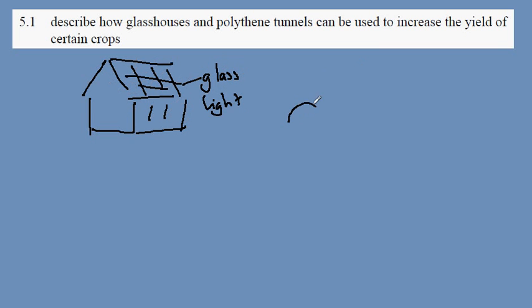The polythene tunnels are usually a framework with polythene over the surface like this. The polythene, of course, allows light to penetrate to the interior also.